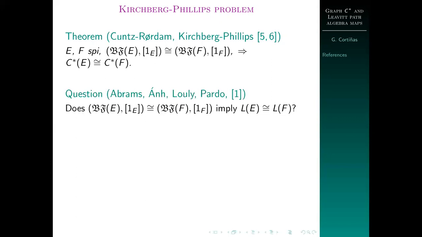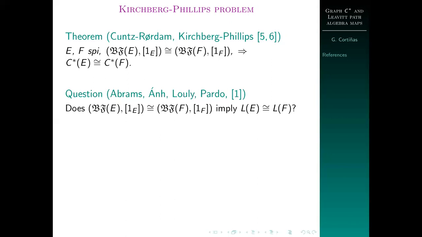And this raises the obvious question that was put in print by Abrams, Ara, Siles Molina, and Pardo, on whether such an isomorphism, that is the same hypothesis of the Kirchberg-Phillips theorem, also implies that the Leavitt path algebras of E and F are isomorphic.